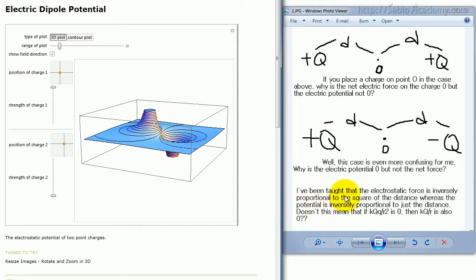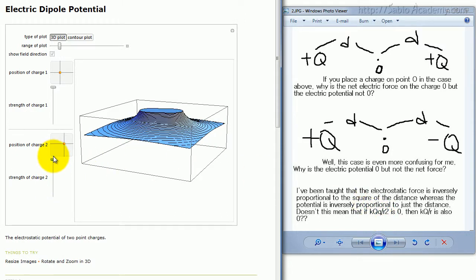So here's the interesting observation the student asks. Everything you said is true. Doesn't it mean that if the net force is 0, then the potential is also 0? No, because net force is a vector. A vector could be 0 when there are a lot of forces acting on it.